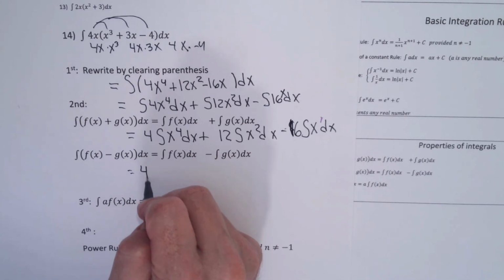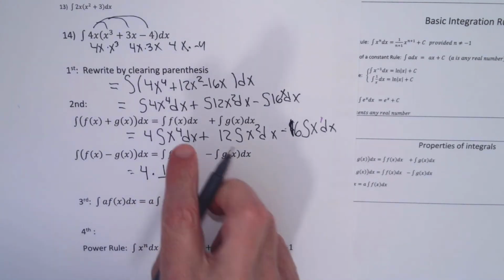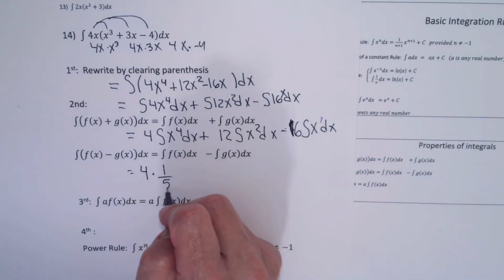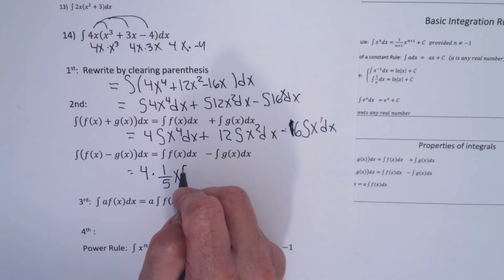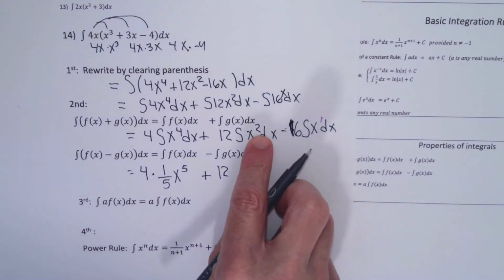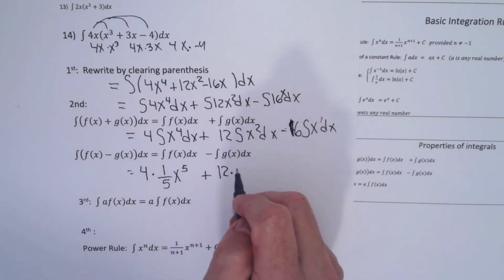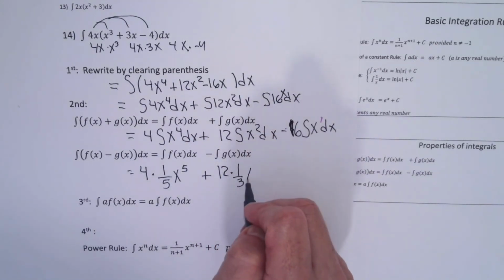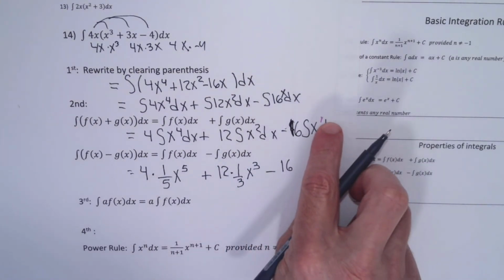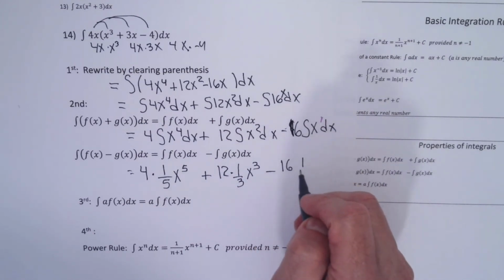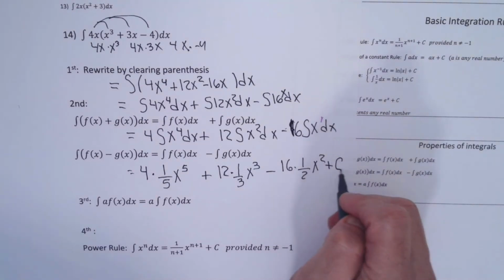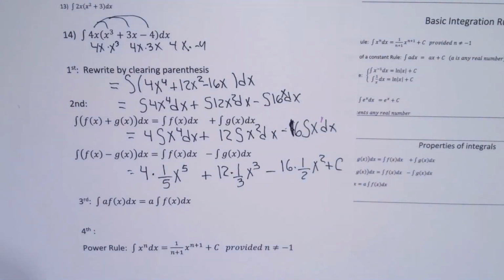So first, the coefficient of 4 is going to be multiplied by 1 over 5 because the new exponent is going to be 5 when I add 1 to the 4. Bring down my plus sign. After the 12, I'm going to get a 1/3 because that x squared, when I add 1 to the exponent, is going to become an x cubed. In the 16, that exponent was 1, so the new exponent is going to be 2. I need to multiply it by 1/2. Don't forget my plus c, which I always forget.